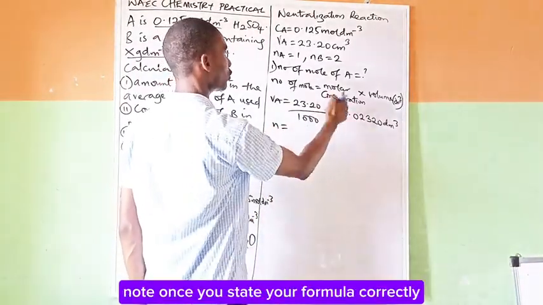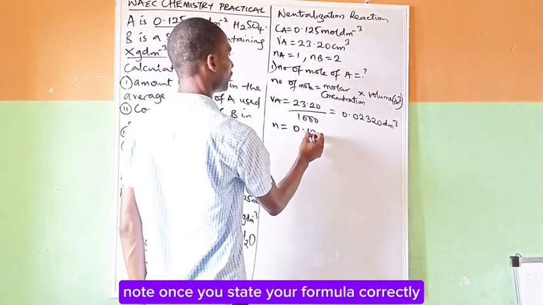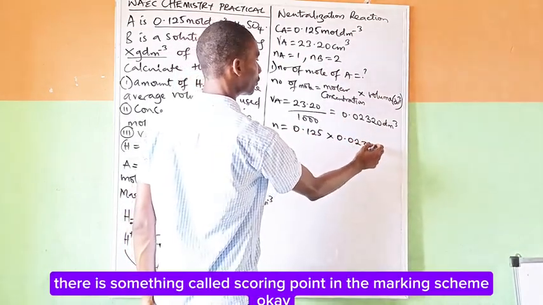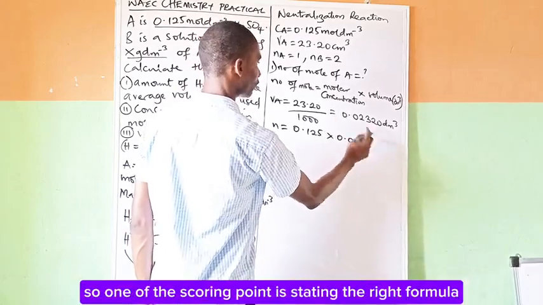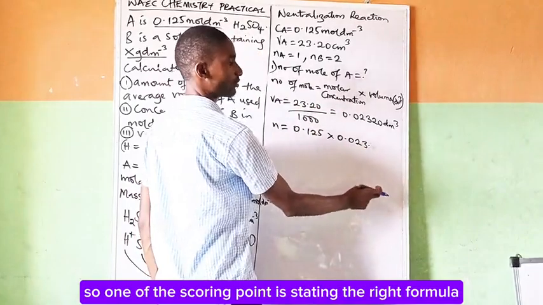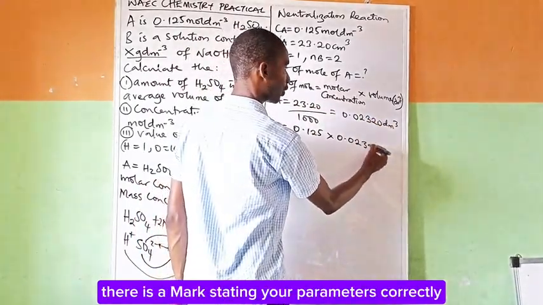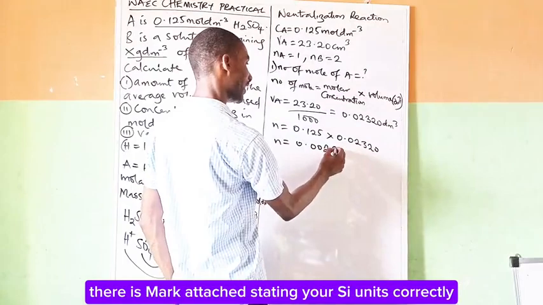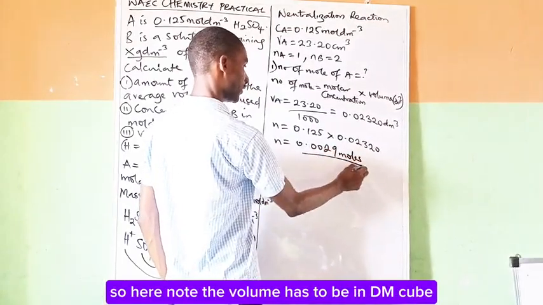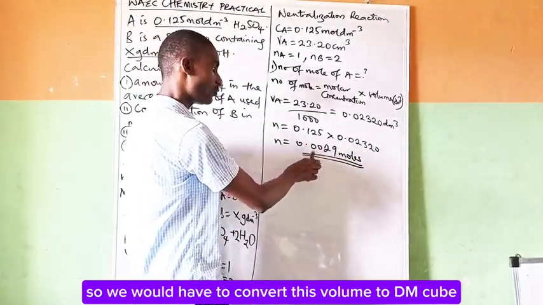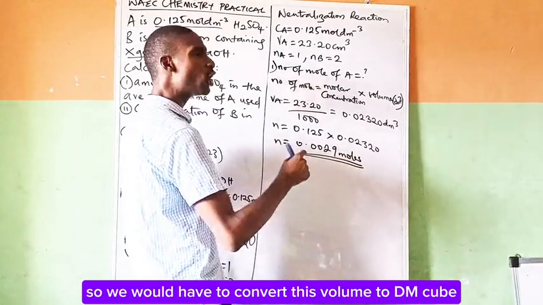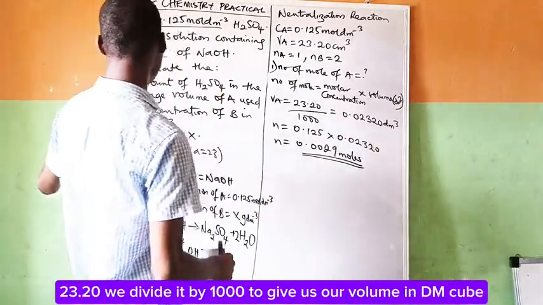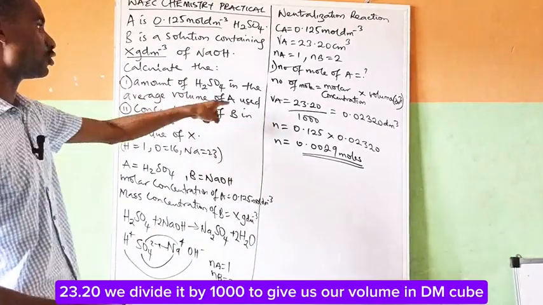We now take the molar concentration of acid, which is 0.125 moles per dm cube, multiplied by the volume, which is 0.02320. Or better still, you can just write 23.20 divided by 1000. But since I've solved it, 0.02320. All right, so our number of mole, if you punch this in your calculator, is 0.0029 moles. That is the number of moles of acid that is present in the average titer value. So we have answered this question, amount of H2SO4 in the average volume of acid used.